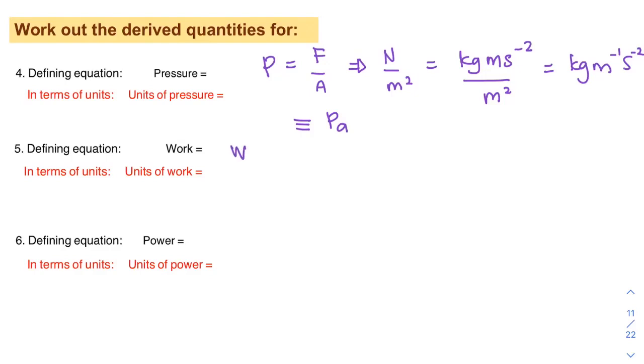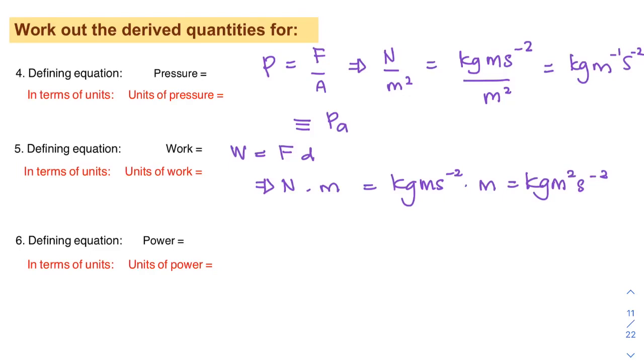Work is equivalent to the force applied to the object times the distance traveled by the object. So in terms of unit, Newton times meter, where Newton itself is kg ms-2 dot m, which is kg m squared s-2. The unit of this Newton dot meter is also known as joule.